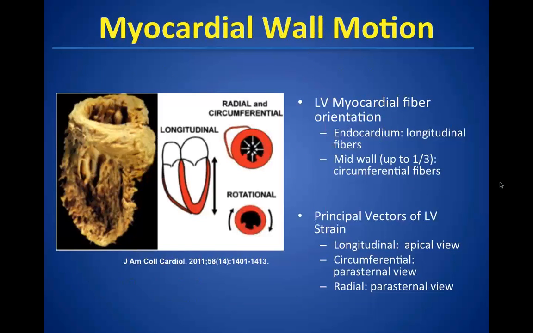Now, switching gears to myocardial wall motion and strain, we have to step back and think about how the left ventricular myocardial fibers are oriented. The endocardium is primarily made up of longitudinal fibers. So from endocardium to epicardium, you have longitudinal fibers. And then in the mid, approximately 1/3 of the heart wall, you have more circumferential fibers. And this is important in understanding the principal vectors of left ventricular strain, which include longitudinal, circumferential, and radial.